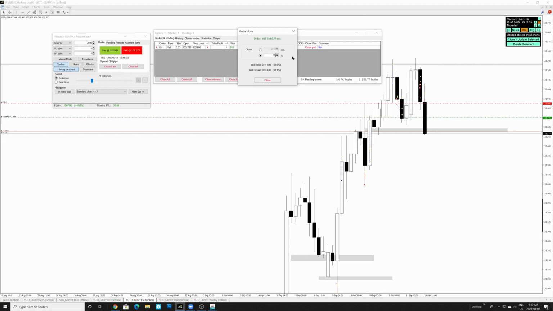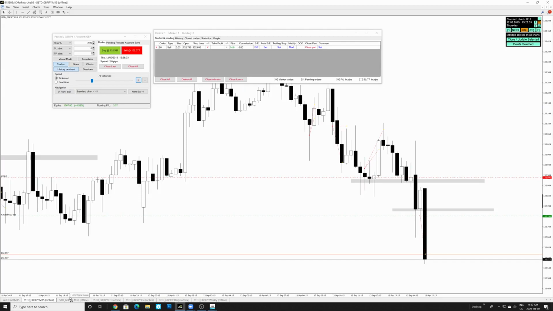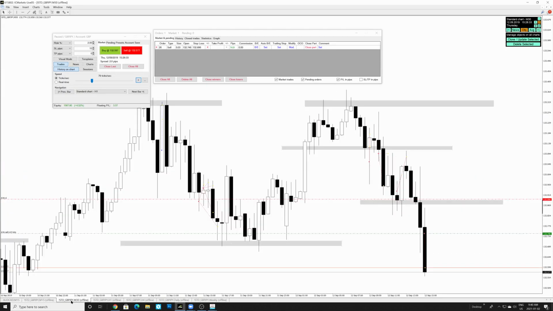Wouldn't you close 50% after a 15-minute bullish close? Actually, you know what? I forgot about that. It moved so quick, I forgot about that. But the overall 30-minute was still bearish there.